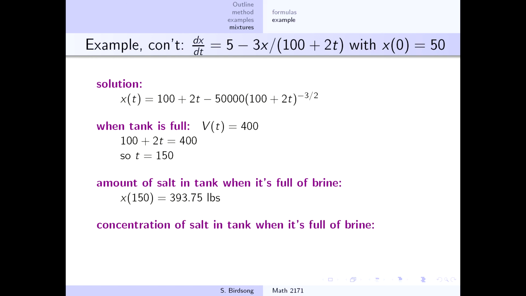Okay? Now, remember what concentration was. The formula for concentration was the amount of salt in the tank divided by how much solution was in the tank. In other words, you take your formula for x, plug in 150, you take your formula for volume, and you plug in 150, but we've already done that. We know our tank is full at 400, and we know the amount of salt in the tank when it's full is this 393.75. So at this point, I just plugged that into a calculator and got back the decimal of 0.984375 pounds per gallon. And this tells you what the concentration of salt is in the tank when it gets to be full.